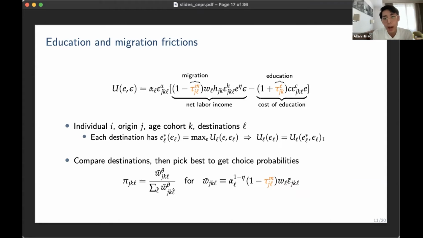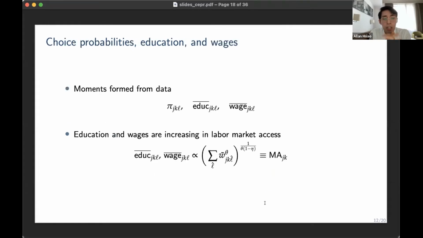Then what we can do as the individual is compare the different destinations and pick the best one. And the Fréchet distributional assumption here is going to give us a nice closed form for that choice probability that we see down here. So places that have high amenities have more migration. Places that are close have a lower migration friction, so you go there more. Higher wages, etc. Now I can take that machinery and get a closed form solution for migration probabilities of people from J going to L, of the average education of people from J going to L, and wages. And I see all of these in the data.